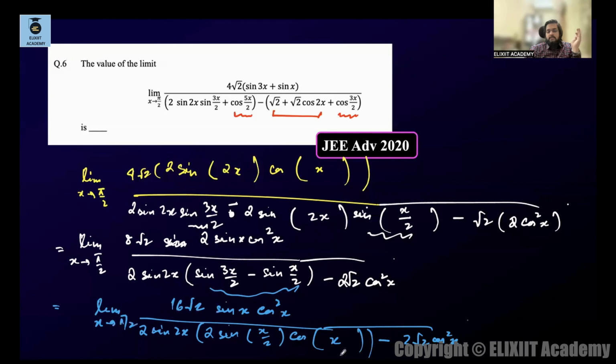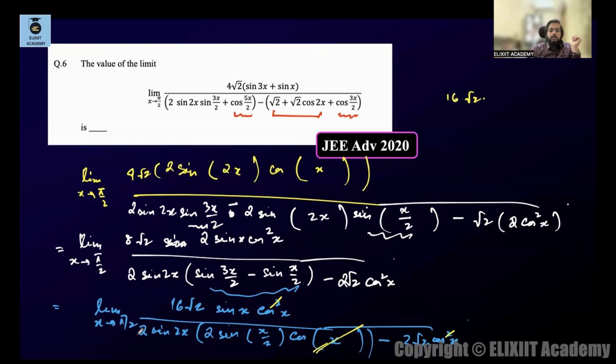So what we can see, we can take out cos x common from here. Cos x is getting common from here, right? You can clearly see one of the cos x will get cancelled. One of the cos x will get common from here, and one of this cos x will get cancelled, right? So you're left out with 16 root 2. You can simplify this also, like 16 root 2 times sin x.